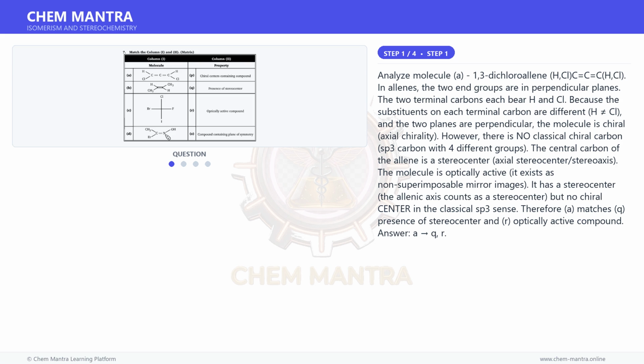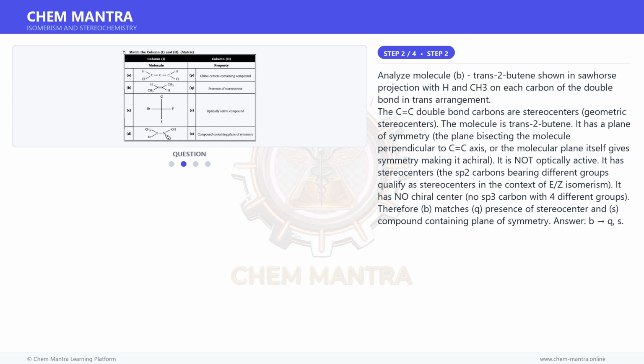However, there is no classical chiral carbon, no sp3 carbon with four different groups. The central carbon of the allene is a stereocenter, an axial stereocenter, a stereoaxis. The molecule is optically active; it exists as non-superimposable mirror images. It has a stereocenter, the allenic axis counts as a stereocenter, but no chiral center in the classical sp3 sense. Therefore, A matches Q, presence of stereocenter, and R, optically active compound. Answer: A-Q-R. Moving on to the next step.